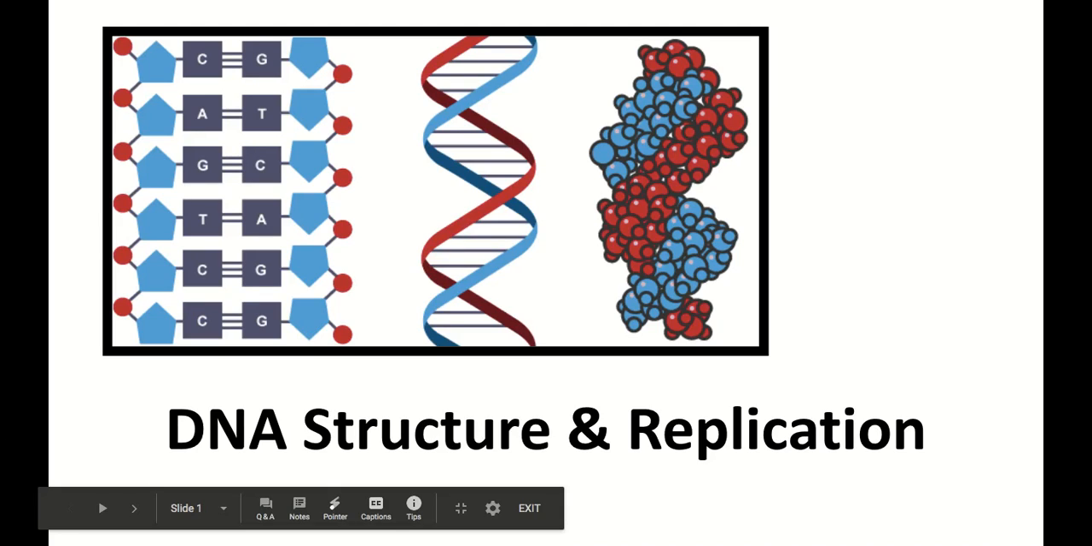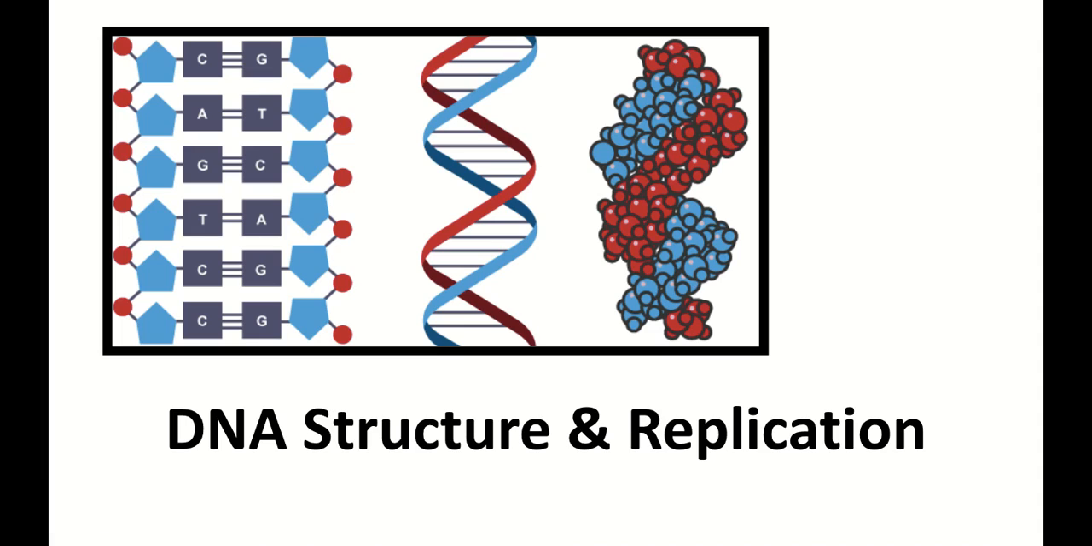Today's topic is DNA structure and replication. So DNA structure I'm going to go over pretty quickly because we should be confident with this by now. But looking at our picture up here, we can see DNA shape is a double helix or like a twisted ladder. I can see each side is made up of repeating sugar and phosphate.